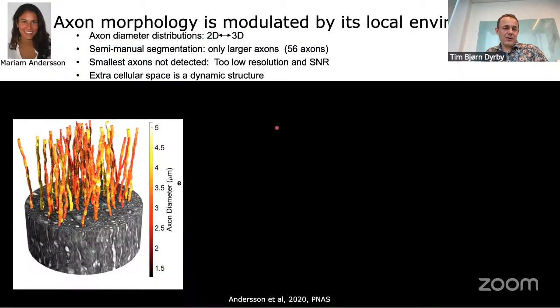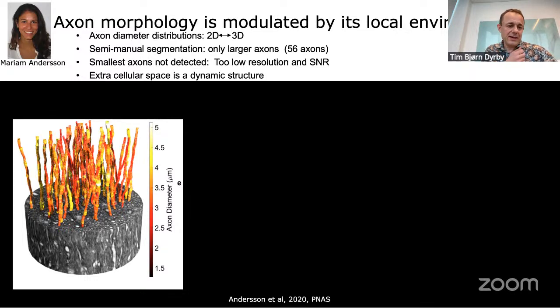What we get out of here is that we first segmented just 56 axons that we could see. This was a semi-manual segmentation, and it was a very time-consuming process, but it allowed us to look at the shape changes along the axon. And I said that axons are not like cylinders. They have a variation of axon diameter along their trajectory, and that holds for all axons. This is the color coding of the axon diameters that you can see along the axon here.